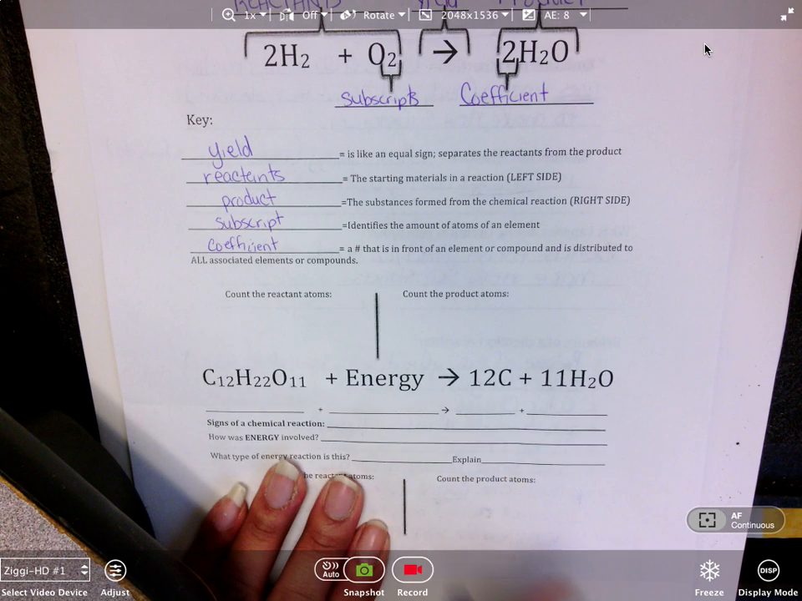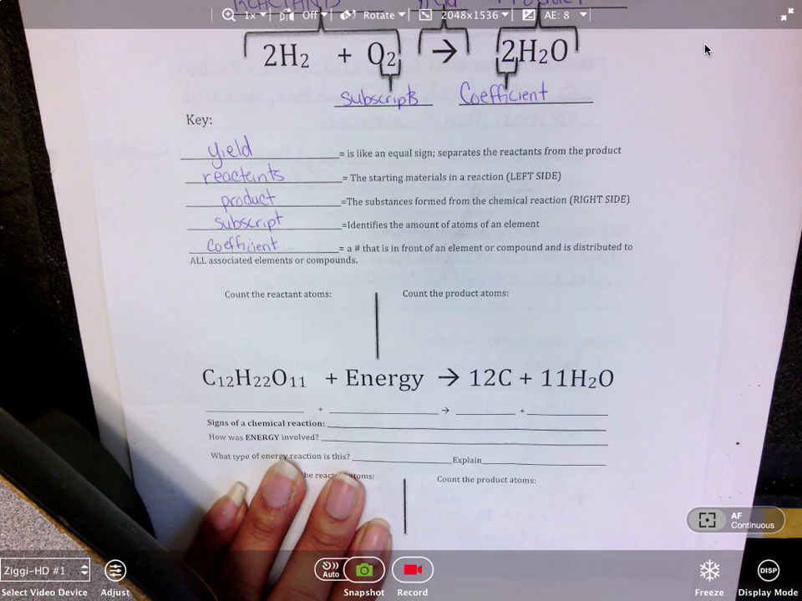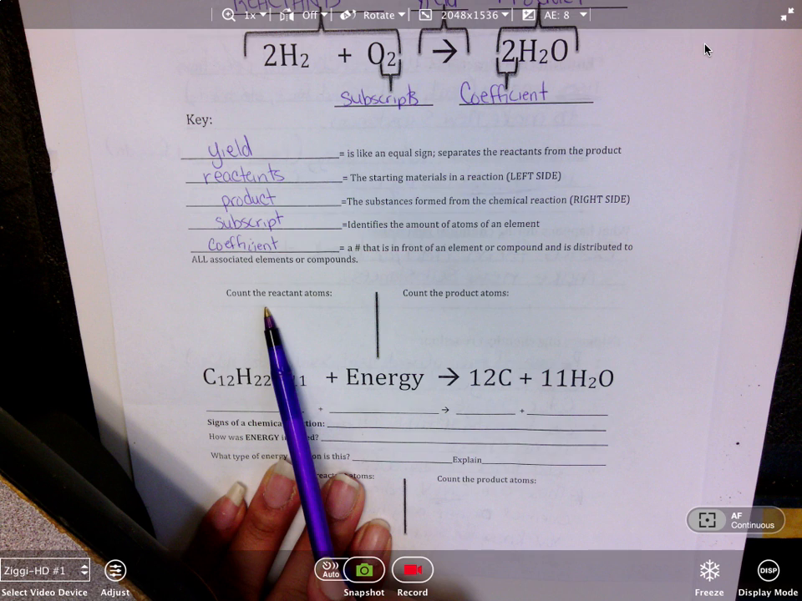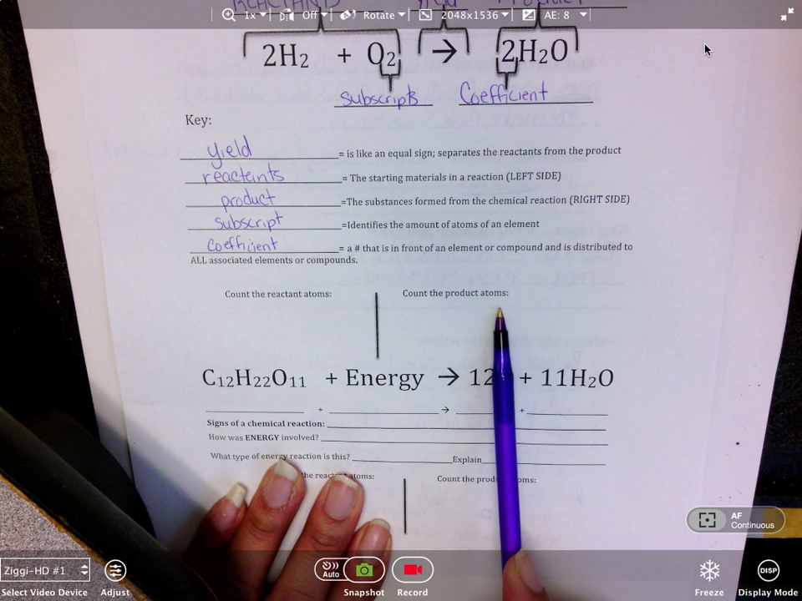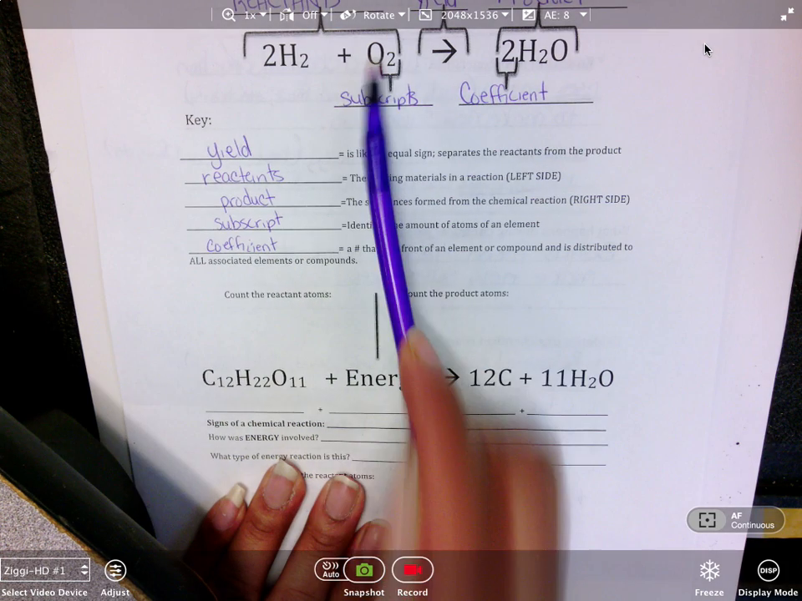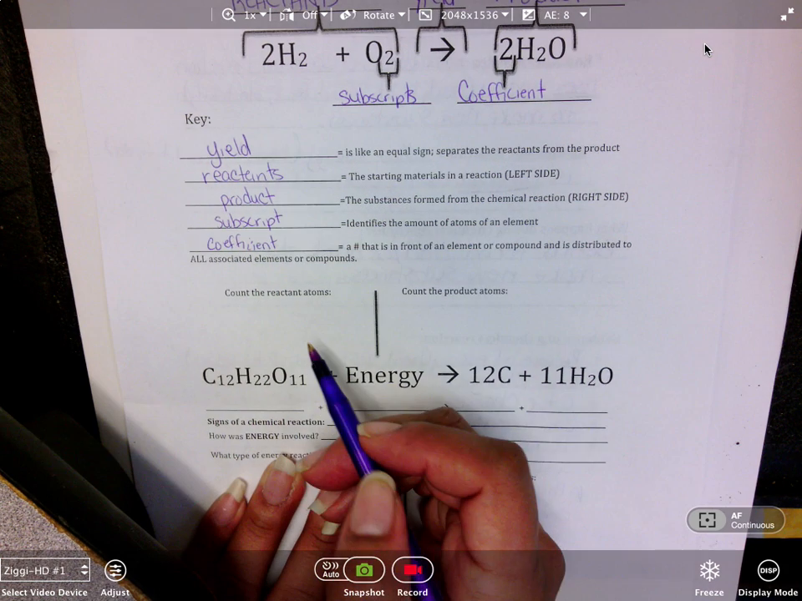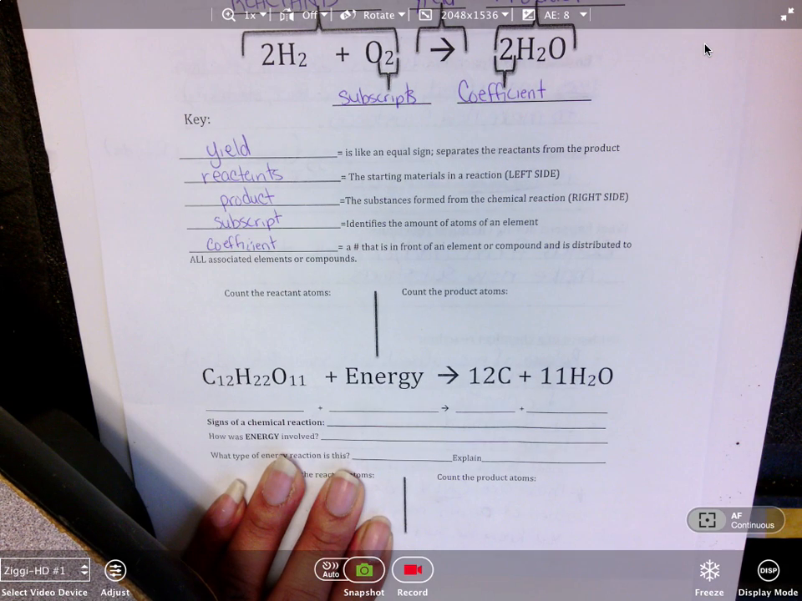All right, so now let's look down here. We're still talking about this equation here. We're going to count the reactant atoms, and we're going to count the product atoms. Remember, all of this is the reactants, even if there's a plus sign. What are the elements that we have? We still have to list our elements. What are the elements that we have as our reactants, Jayla?